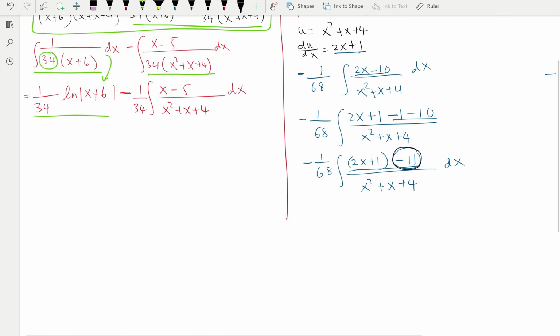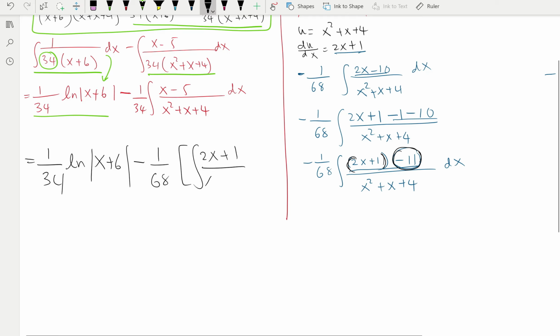Well, we can do the same thing that we did in our previous problems. We split the rational function. So we have minus 1 over 68 and we are going to divide each term in the numerator by the denominator. First I will divide 2x plus 1, that whole thing, by x square plus x plus 4, minus, now I'm going to isolate that 11 over x square plus x plus 4. All right, so this is what I'm going to do. I will have a big bracket to make sure that negative 1 over 68 is outside.